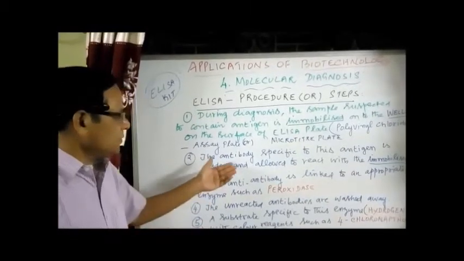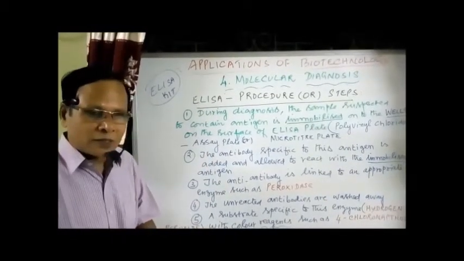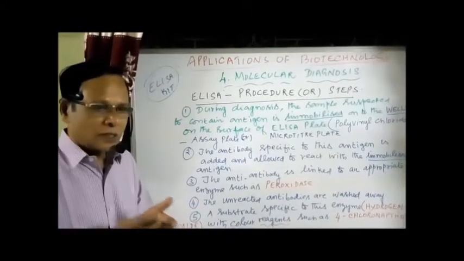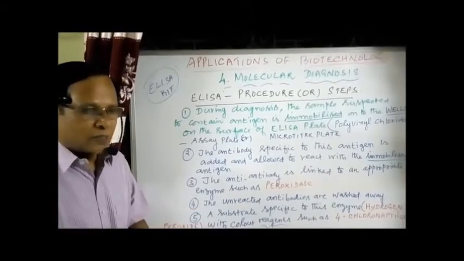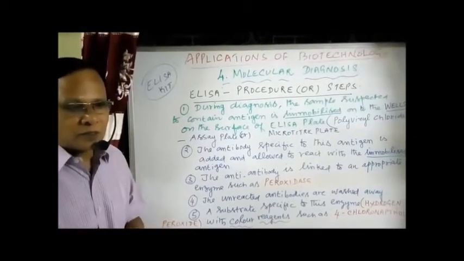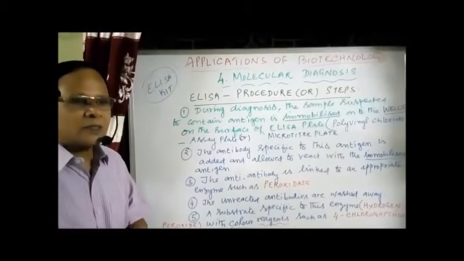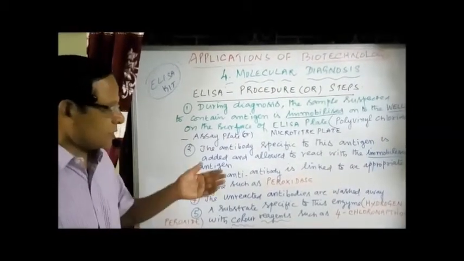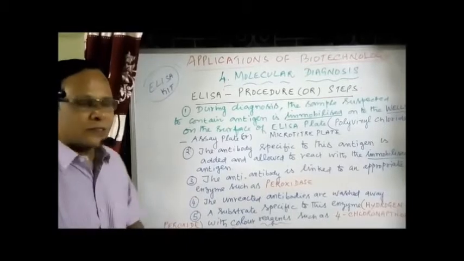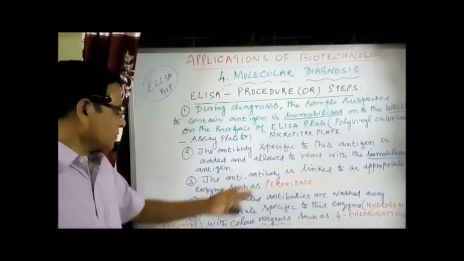Now after the treatment, the antibody with the enzyme linked is added. That is actually called the antibody linked, or we can say secondary antibody, enzyme linked conjugated antibody, or detection antibody. That antibody with the enzyme is called detection antibody. Now we have the detection antibody with the enzyme peroxidase.